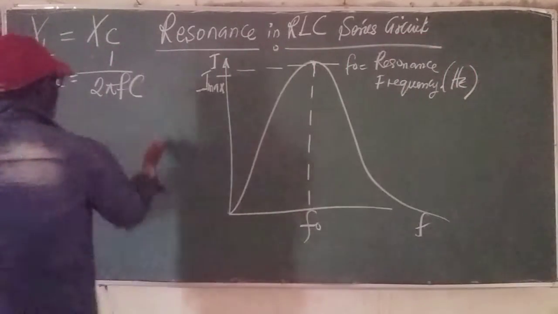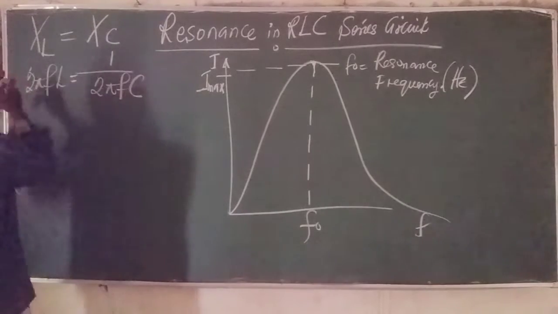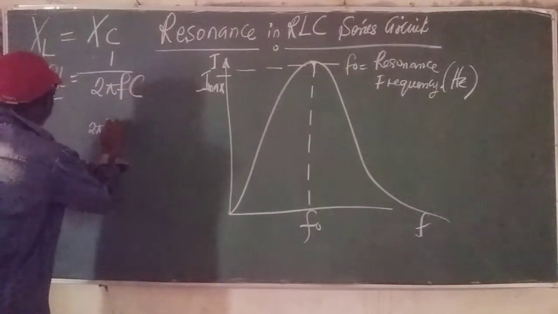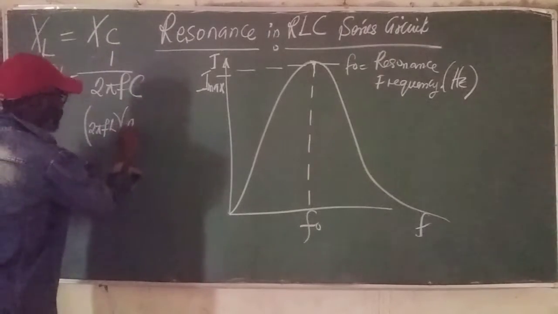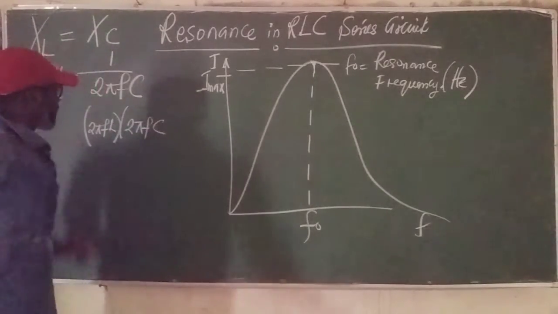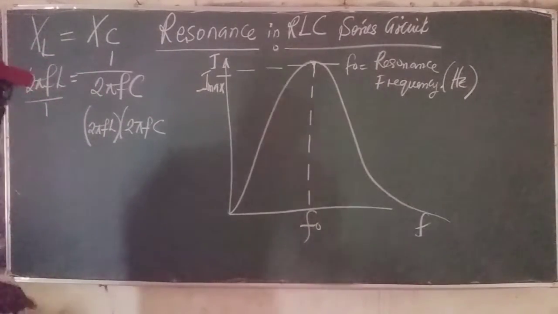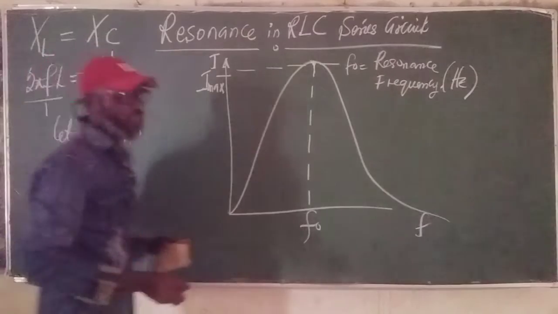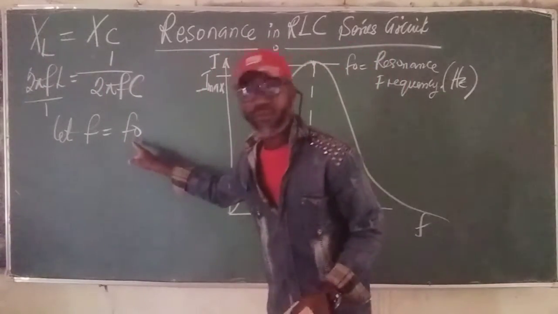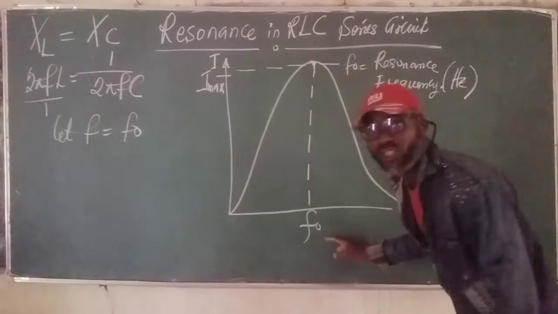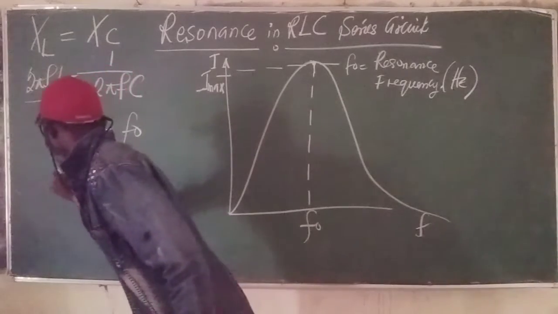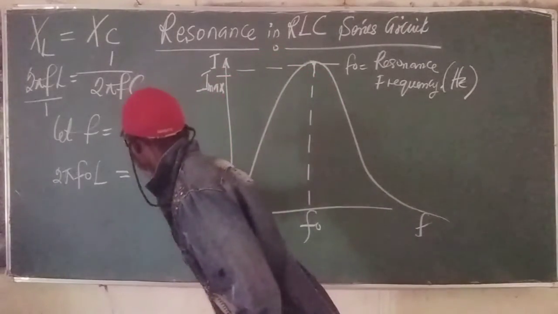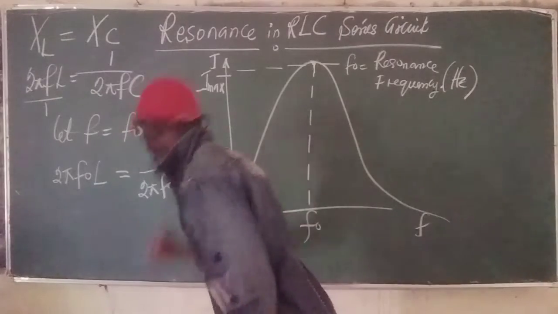We take cross multiplication, because there is a 1 under the left side as well. We take cross multiplication and we have 2 pi f L, and this goes to this side, becomes 2 pi f C. But before this, there is something I quickly remember that we need to do first. We need to redefine. Let our f become f naught. It means wherever we have f, we take it to be f naught to correspond with the quantity we are looking for. So we go 2 pi f naught L for inductive reactance, and then 1 over 2 pi f naught C for capacitive reactance.